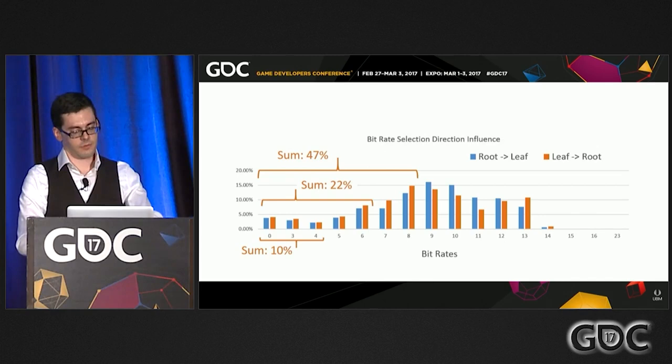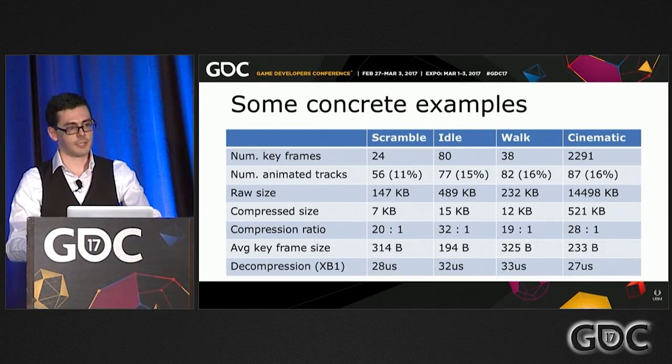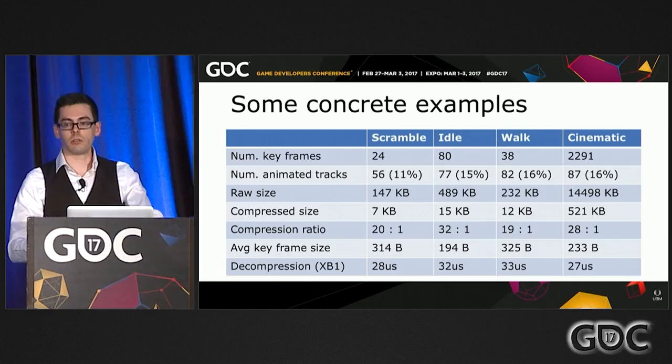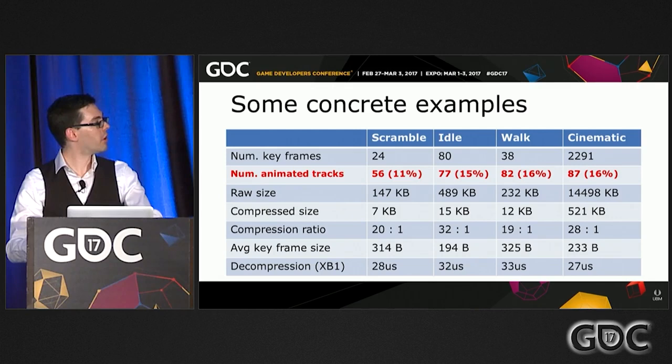Here are some concrete examples that I pulled out from the set. These are all for our main character. We have a short scramble animation, which is very fast. We have a normal idle slow animation. We have a regular walk cycle. And of course, a very long cinematic. The number of animated tracks ranges from 11% to 16%, so fairly low.